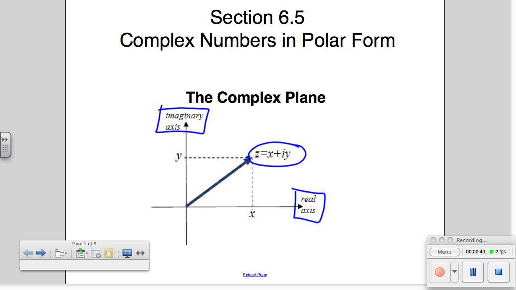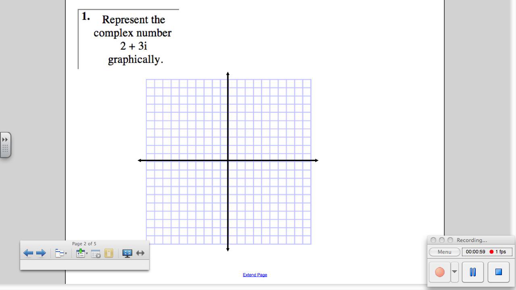Now we're going to graph these. You can graph them as points or vectors. Vectors are like rays, a line with an arrow on the end. And we're going to go ahead and graph them as vectors today. So let's take a look at our first example.